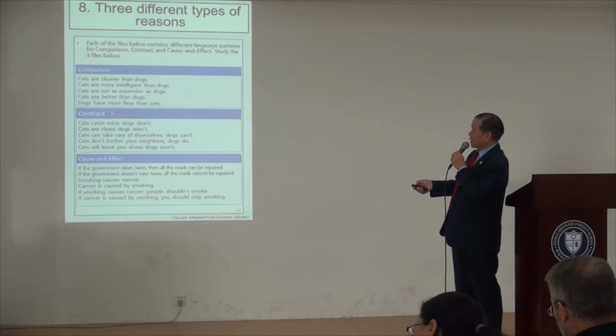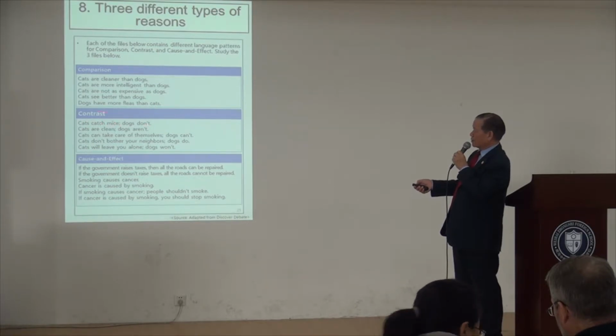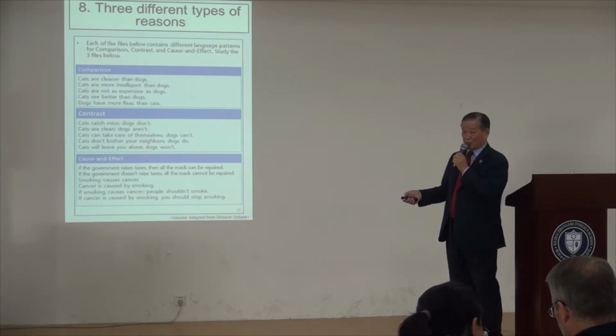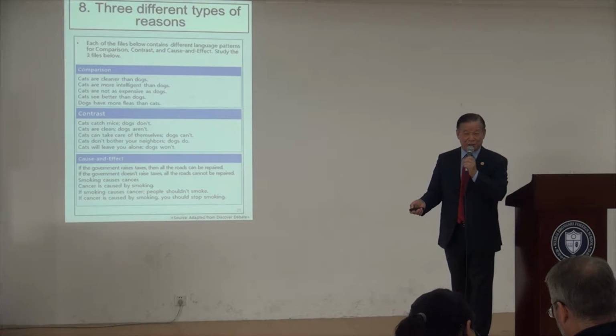Then second, contrast. Like this example: cats catch mice, dogs don't. This is one of the good examples. Cats are clean, but dogs aren't. Cats can take care of themselves, but dogs can't. Cats don't bother your neighbors, dogs do. Cats will leave you alone, dogs don't. Dogs always follow you, always accompany you.